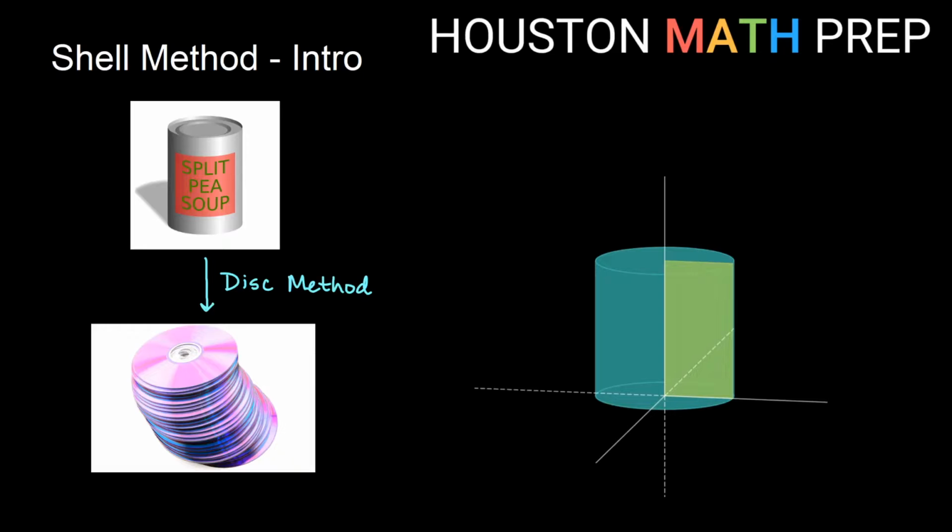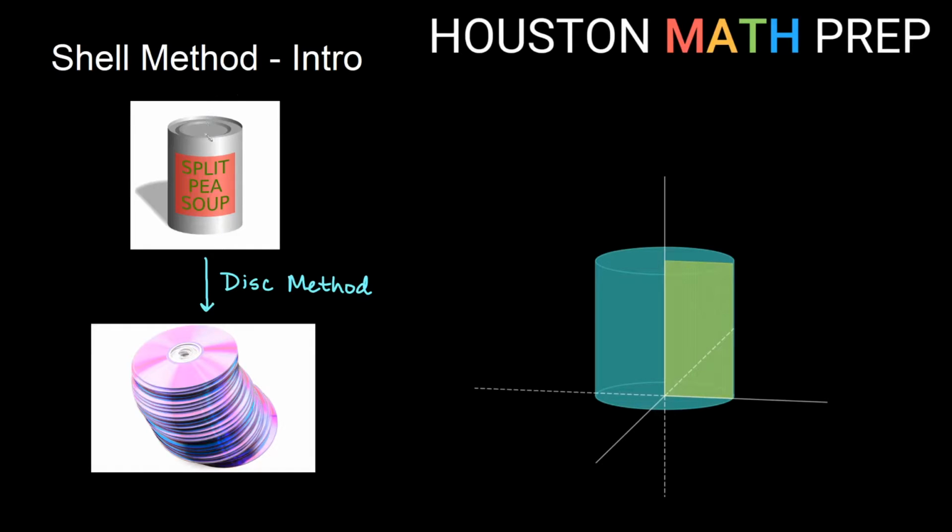What we want to do is look at our new method, this shell method, and instead of thinking of slicing through at many different levels, we want to actually think about working with our soup can from the inside out.